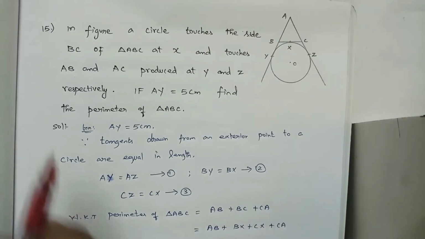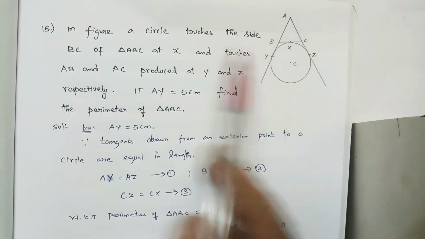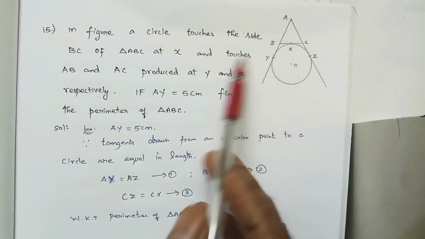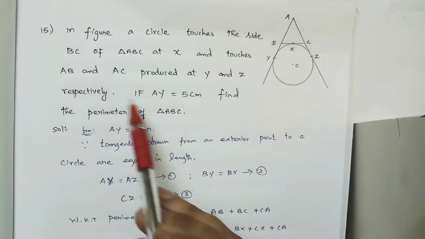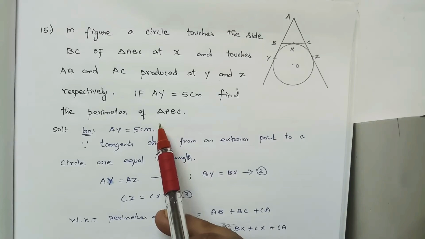Next, sum number 15. In the figure, a circle touches the side BC of triangle ABC at X and touches AB and AC produced at Y and Z respectively. If AY is equal to 5 cm, find the perimeter of triangle ABC.